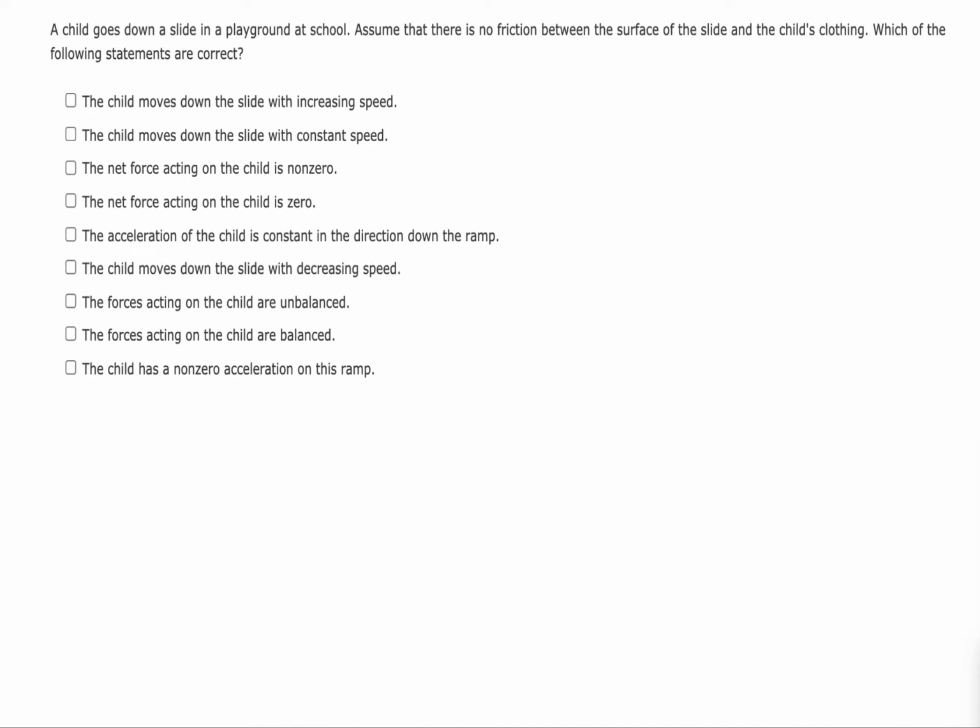A child goes down a slide in a playground. So the situation is we've got some kind of angled ramp that a child is going down, and there's no friction between the surface of the slide and the clothing. Which of the statements are true?